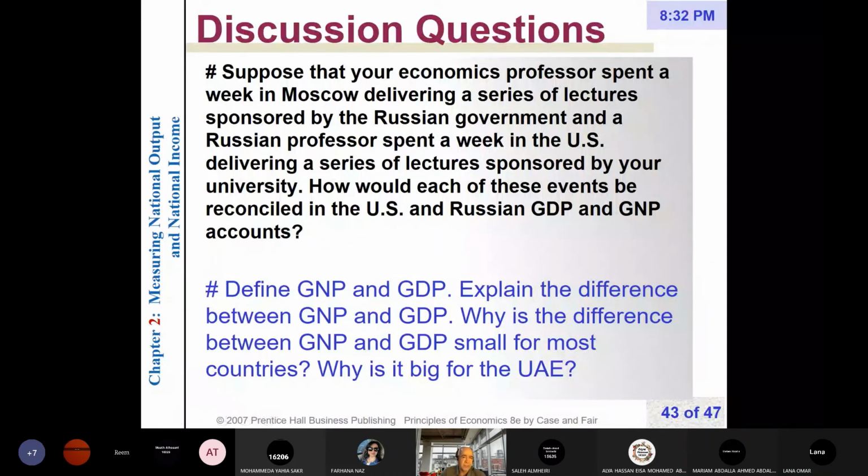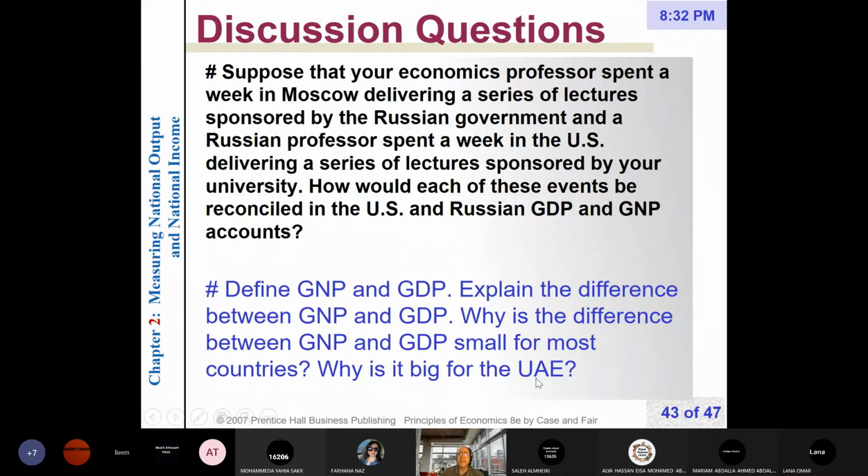I will not repeat. Gross national product equals gross domestic product plus receipts of income from abroad minus payments of income to abroad. In most countries, the difference is minor. Why? Because, for example, for America it is minor, since income received is somewhat close to payments of income to the world.